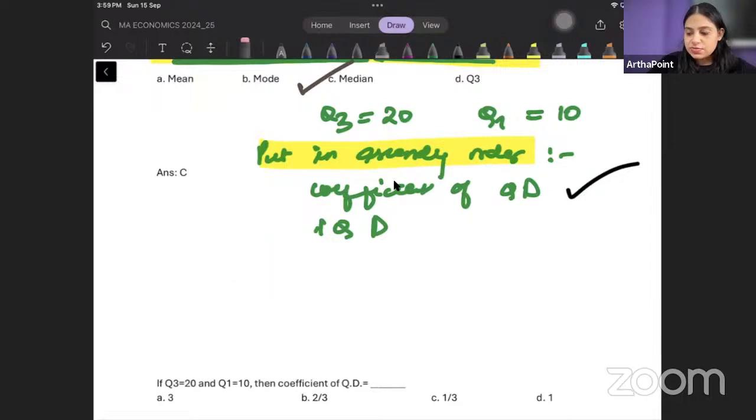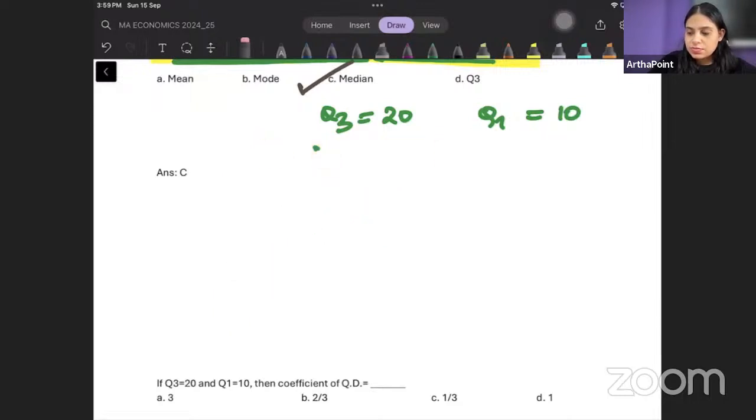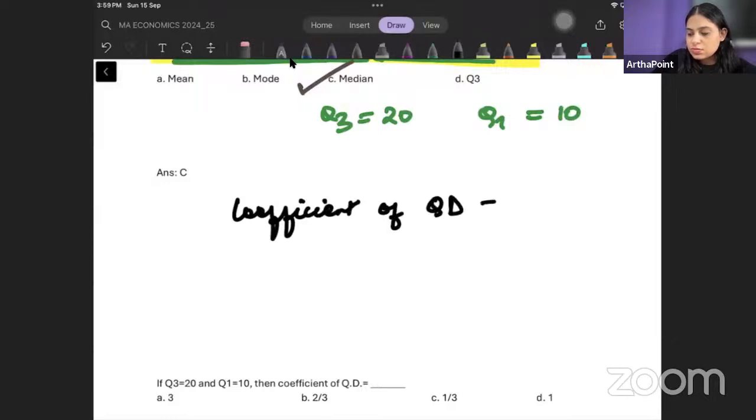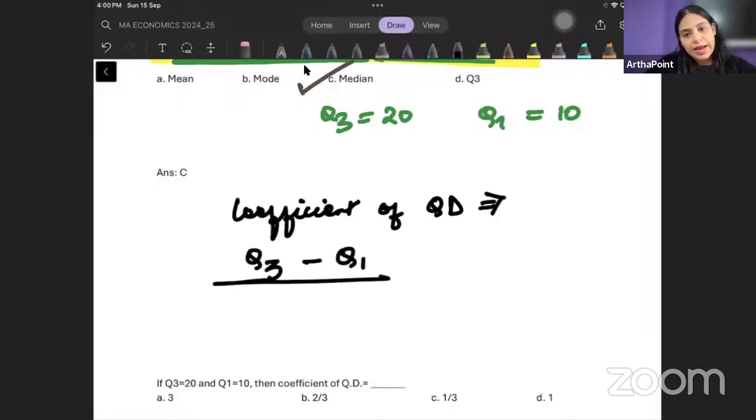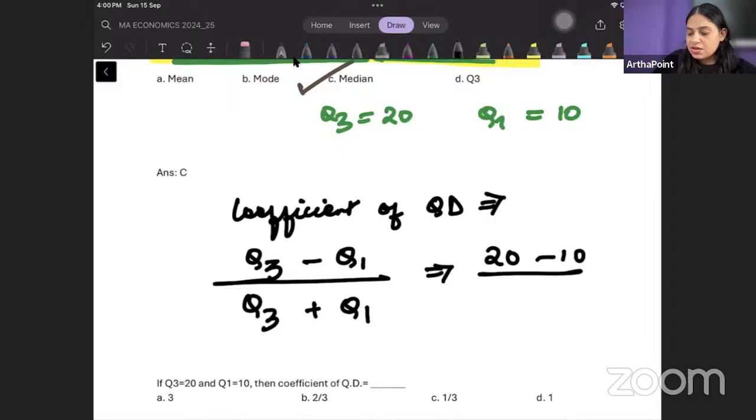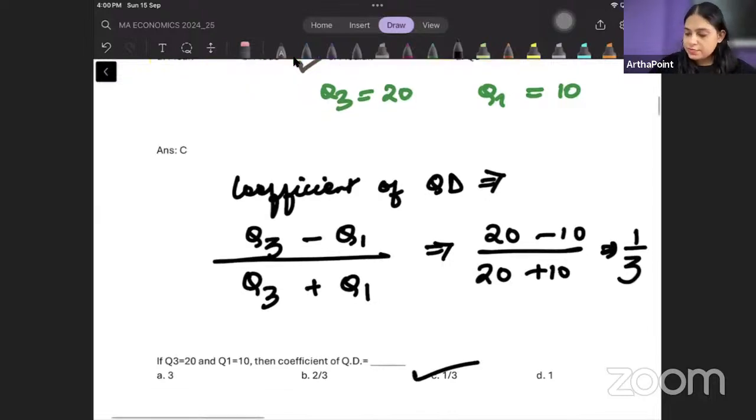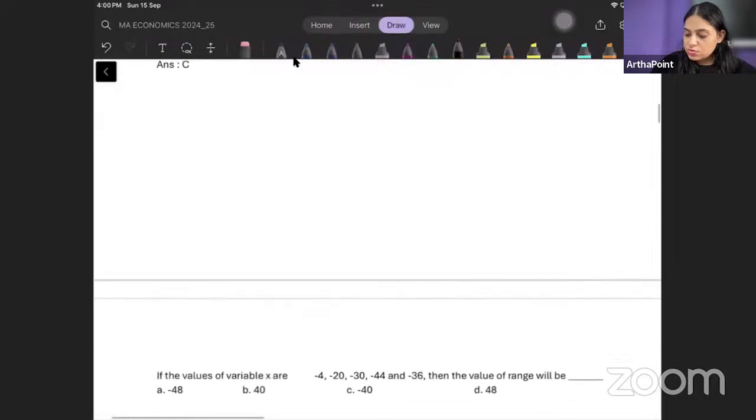So just try to find this. Okay, see. Good. So what is the formula of coefficient of quartile deviation? Q3 minus Q1, absolutely, upon Q3 plus Q1. So 20 minus 10 upon 20 plus 10, 10 by 30, 1 by 3, the answer is C. Correct. Okay. Come to the next question. Try to do this one.